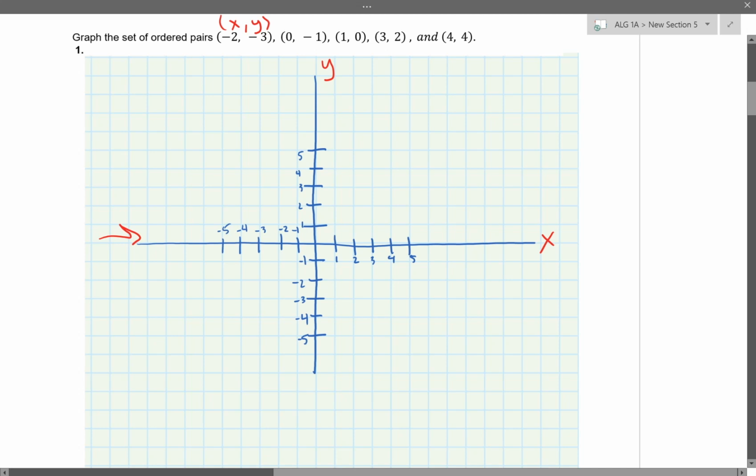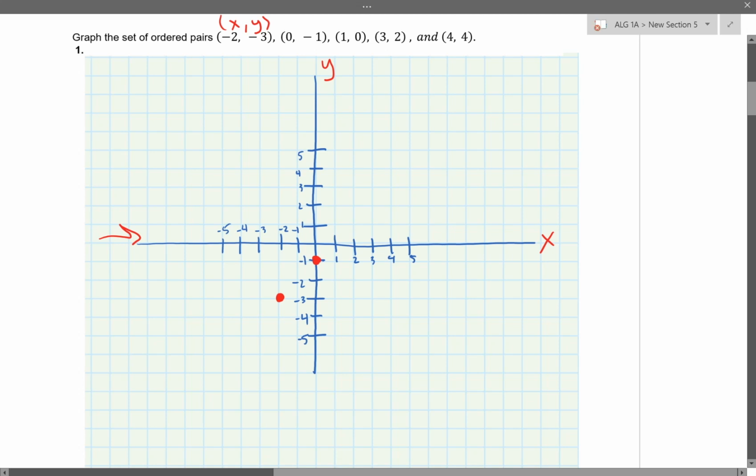So my first point says negative 2 on the x-axis. So I go 1, 2 left. And then it says go down to negative 3. Well, negative 3 is down here. So that's my first point. So again, I went to the left to negative 2 and down to negative 3. The next one says on the x-axis I'm going at 0. And then I got to go down to negative 1. Right here.